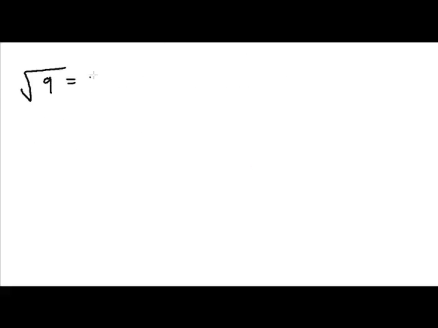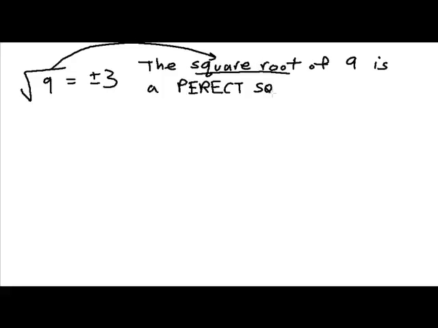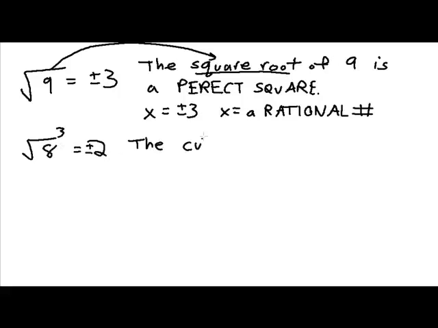The square root of 9 is positive or negative 3. The square root of 9 is a perfect square. x is plus or minus 3. x is a rational number. The cube root of 8 is plus or minus 2.